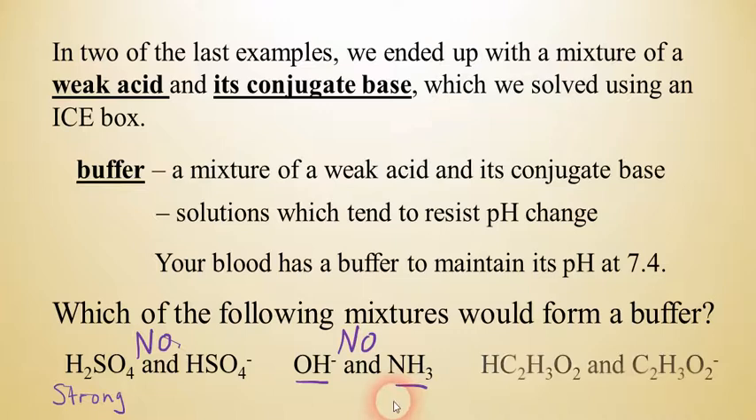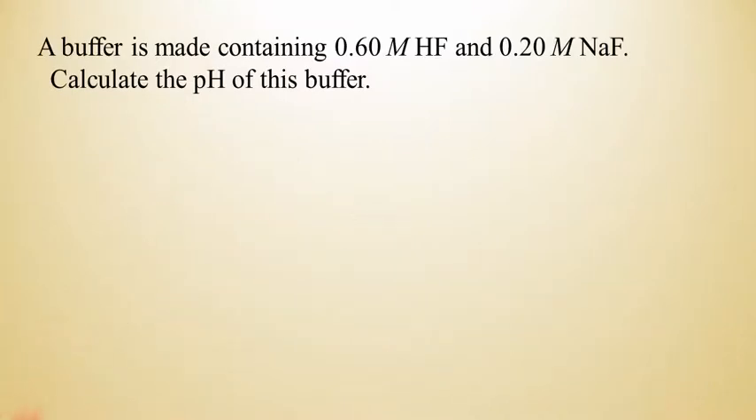And on the third example, we have acetic acid, and that is a weak acid, and it seems like we have its conjugate base here as well. So that is a yes. We do have a buffer here in this example, so it's just that one. Now let's try an example with calculating the pH of a buffer, and actually these are pretty simple.